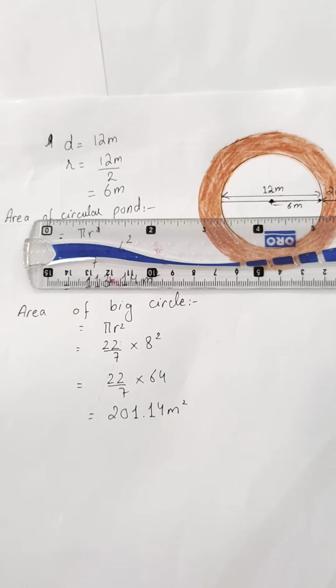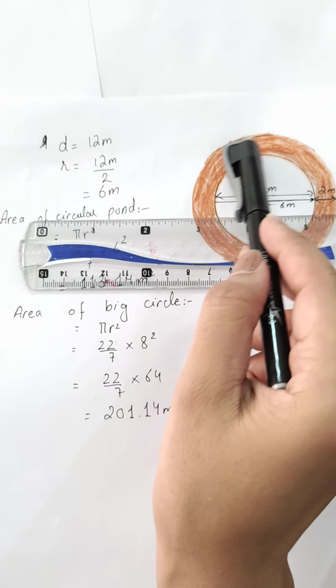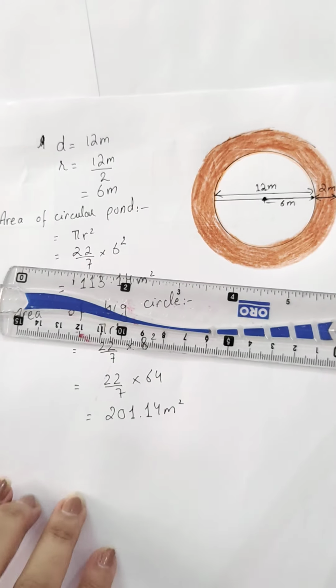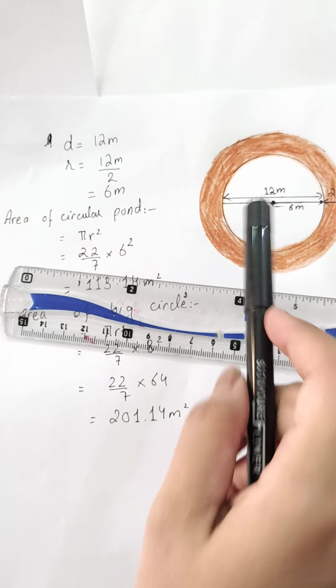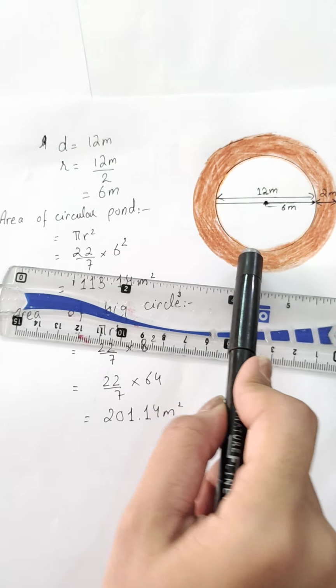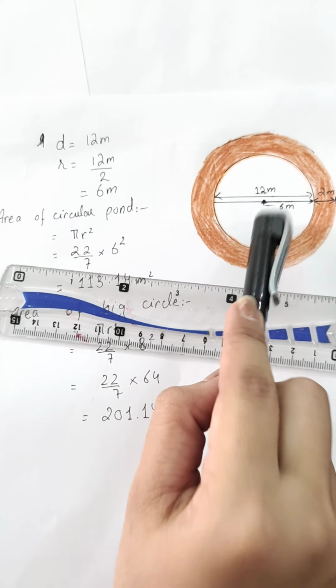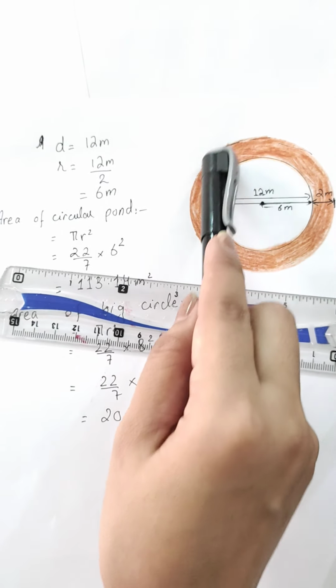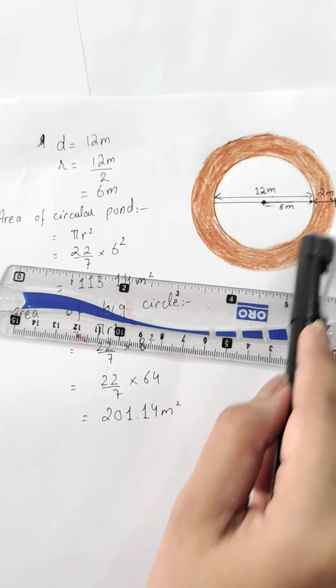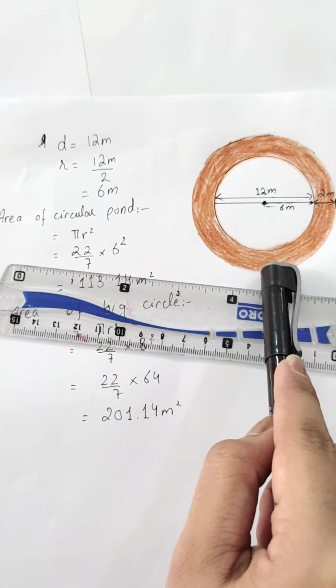Actually, we have to find the area of the paved path. The brown shaded area shows the paved path around the circular region. This is the circular region, the circular pond, and this is the paved path. But I don't know how to find the area of this paved path.